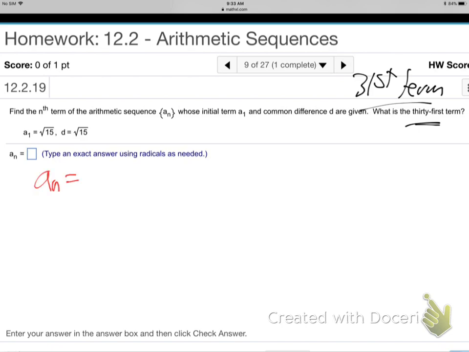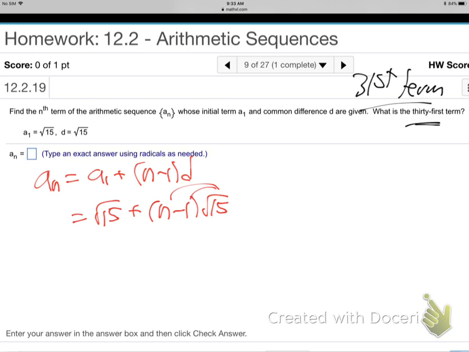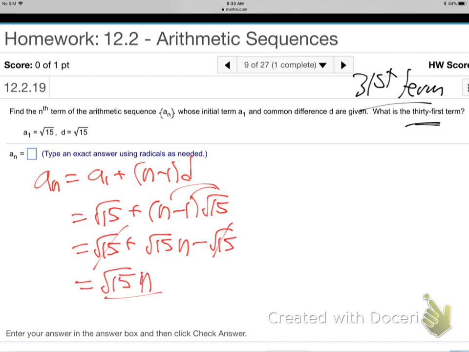So a sub n is a1 plus n minus 1d. a1 is root 15. D is root 15. All right, and I better clean that up first, huh? So that's root 15 plus root 15n minus root 15. No, these cancel, don't they? So it's just root 15n. There's the formula. Just root 15n.